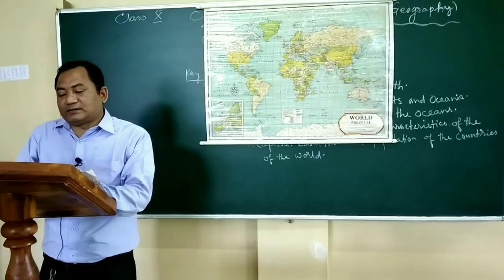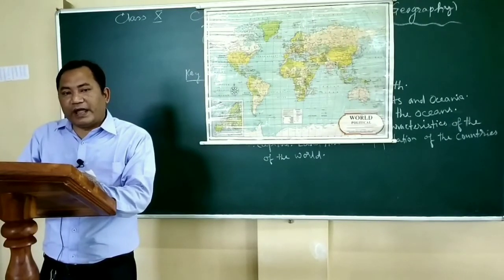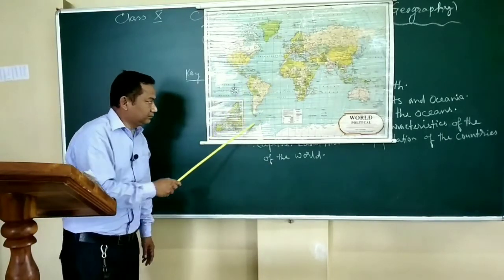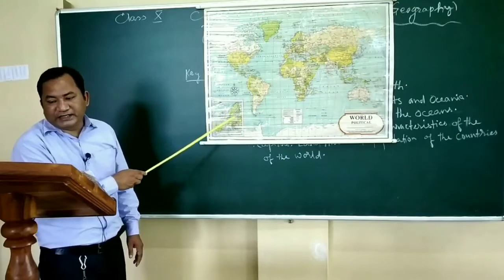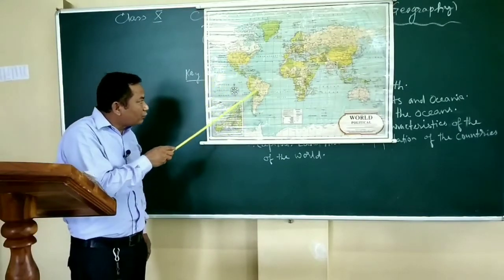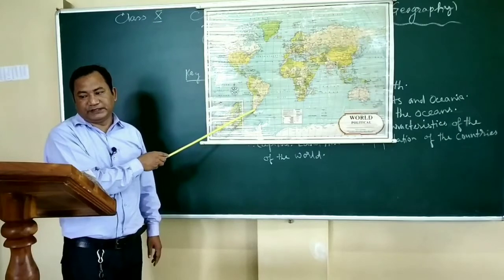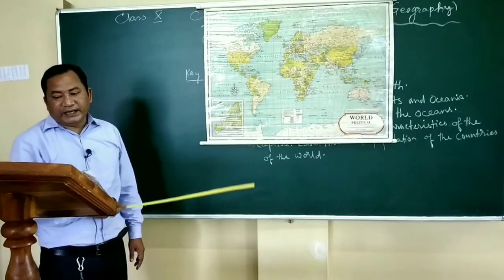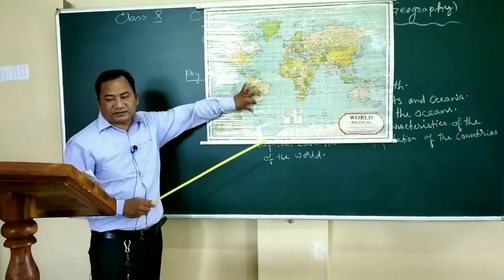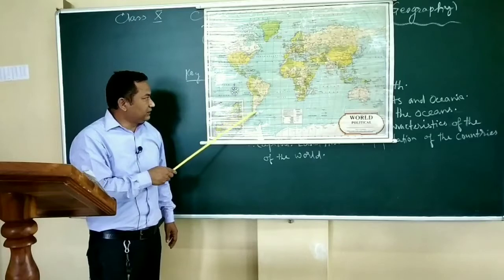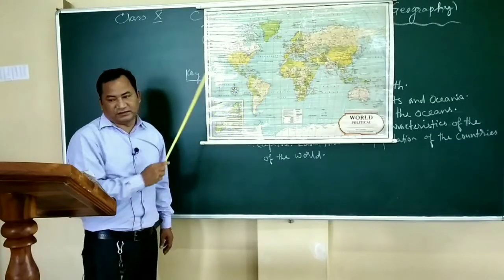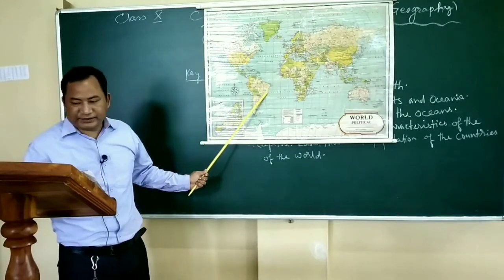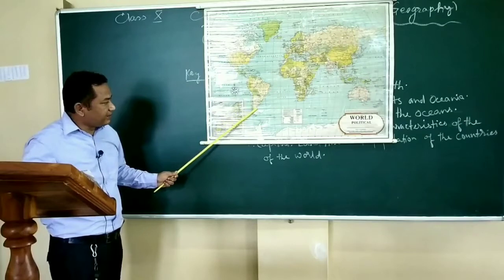Now, let us discuss the continent of South America. The continent is just located on the south of North America. Its shape is like a reverse triangle. It means in the northern part it is very wide, and in the southern part it is very narrow.